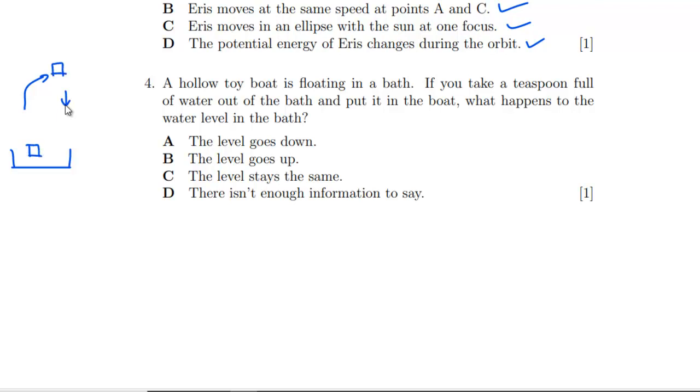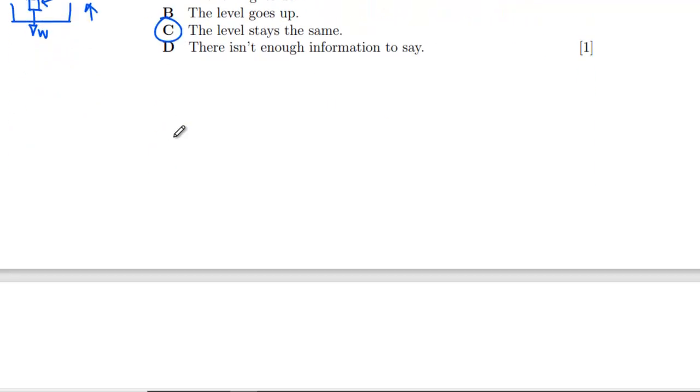Now it's going to float. From Archimedes' principle, the buoyancy is going to be weight versus weight. So we need to displace a volume of water that has the same weight as the teaspoonful of water, which of course is going to be a teaspoonful of water. So it will go back up by a teaspoonful. It's gone down by a teaspoonful and up by a teaspoonful, so we end up in the same place, which is C.